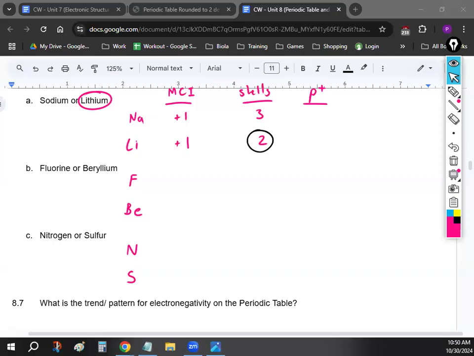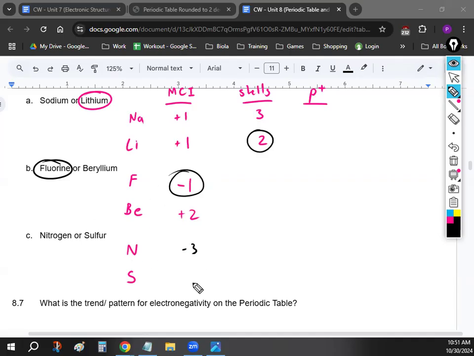Alrighty, guys, let's go over it. If you guys are finishing up, please feel free to finish. You can just check your answers. But let's go to B and C. So fluorine, MCI is -1. Beryllium is +2. So this would make it pretty easy. It's going to be fluorine because fluorine is trying to gain electrons, right? So it's going to hold on to the ones that it has more tightly. Okay? All right, let's go to nitrogen and sulfur.